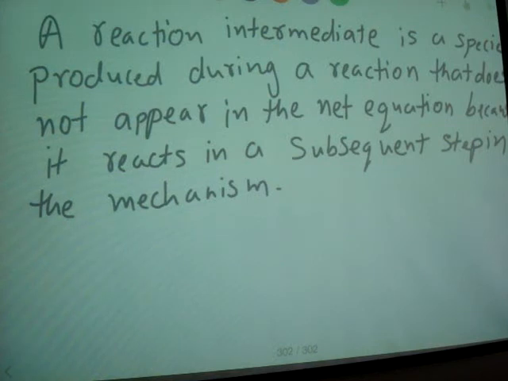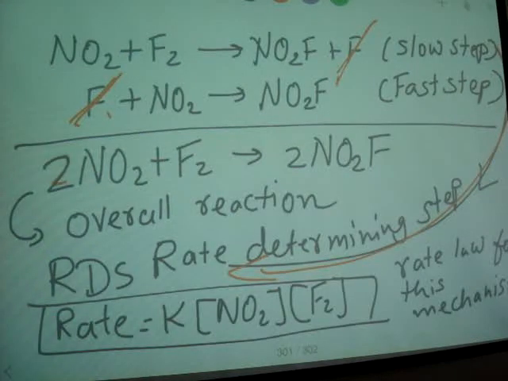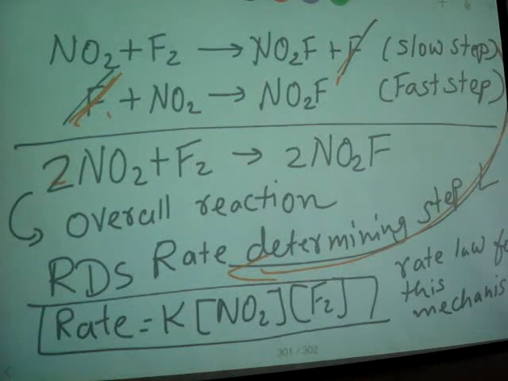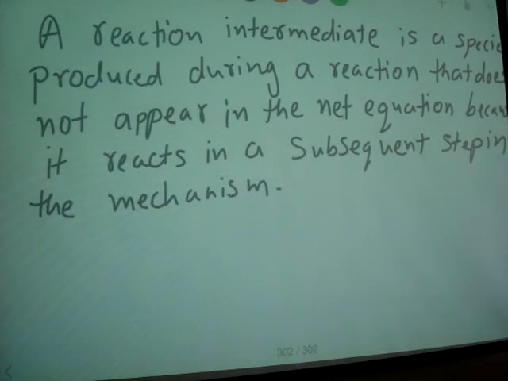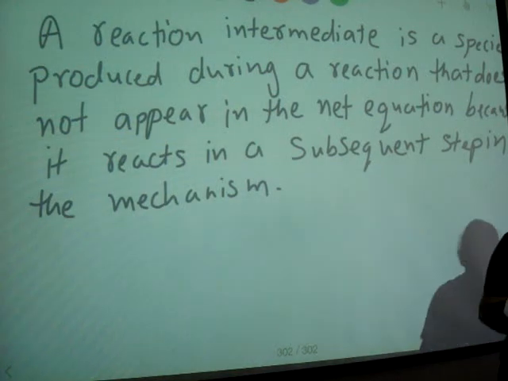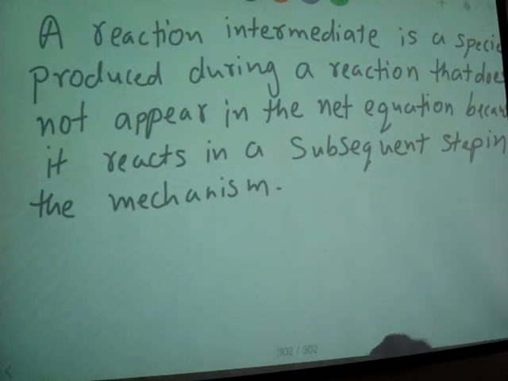So I'm going to give you that example. Remember the previous example, fluorine. In the first step, the slow step, fluorine is produced, and in the second step, fluorine is used up. So in this one, you see that fluorine is called a reaction intermediate. Because in one step, the slow step, it is produced, and in the second step it's used up.